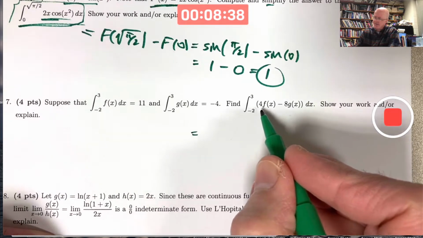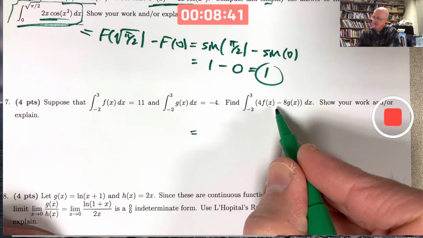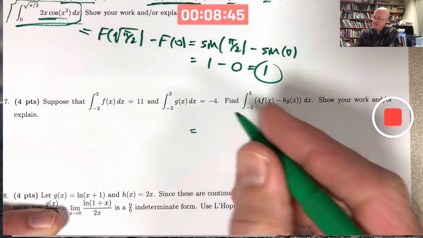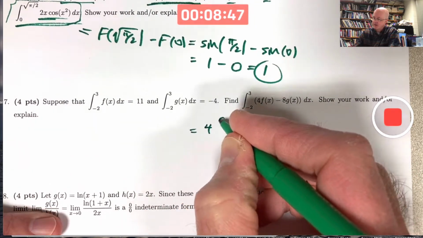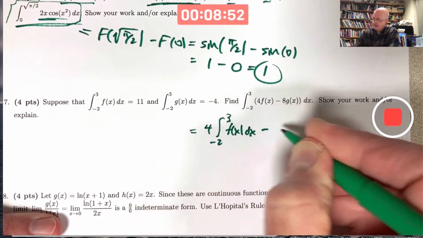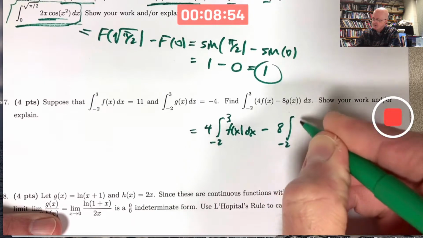You can factor out the constants, and you can also separate the integral of a difference into the difference of two integrals. And what that means is you can write this as 4 times the integral from -2 to 3 of f minus 8 times the integral from -2 to 3 of g.